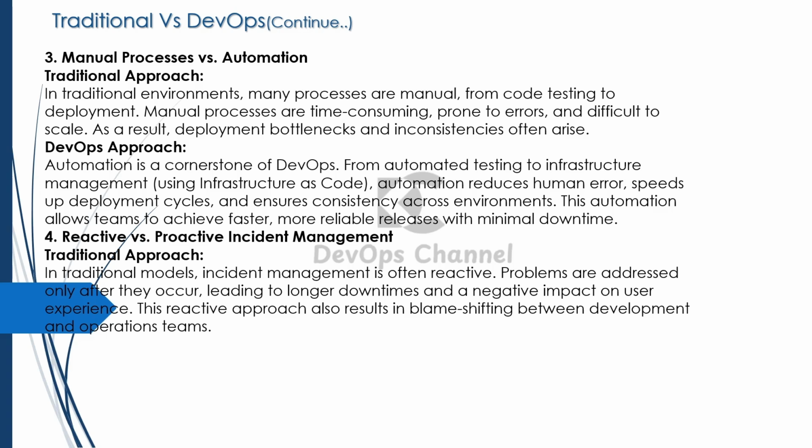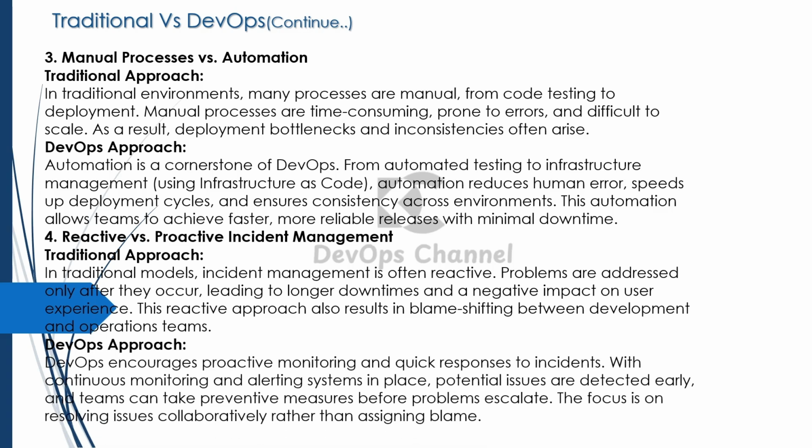While in the DevOps approach, as we are continuously monitoring, it is proactive incident management. Whatever is going to happen, we know with the help of monitoring, and we have an alerting system in place which helps potential issues to be identified early. So this makes DevOps more advantageous over traditional.